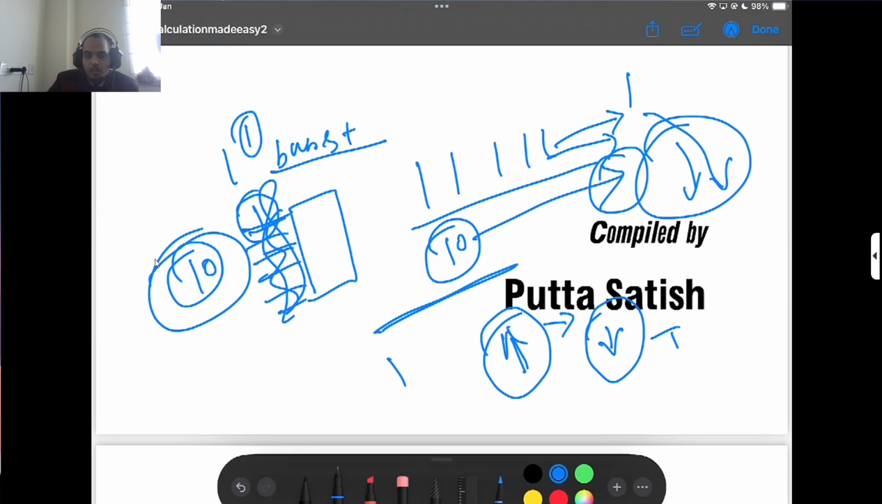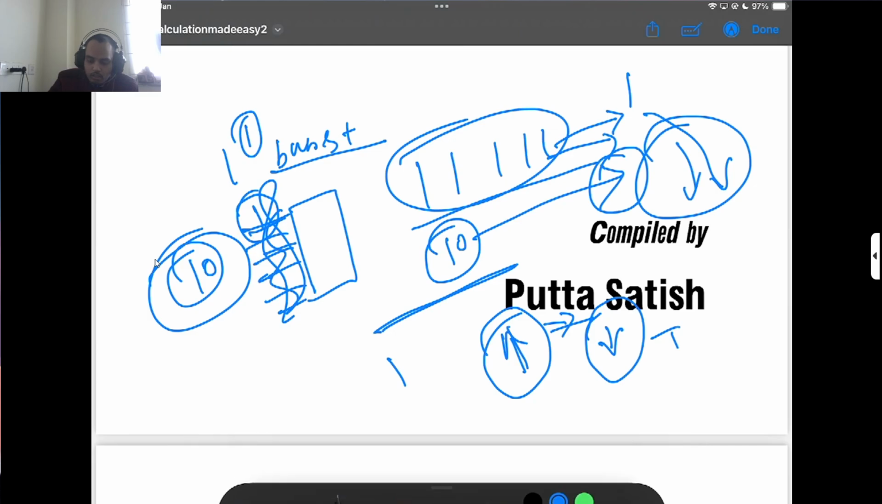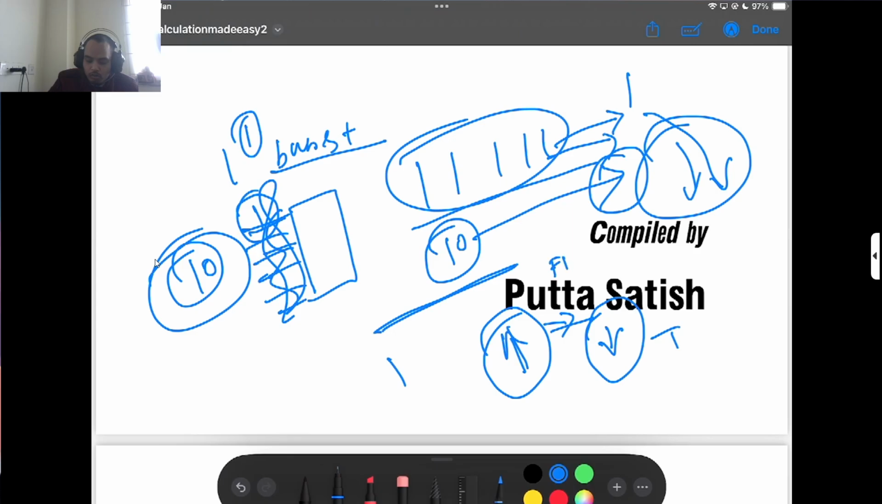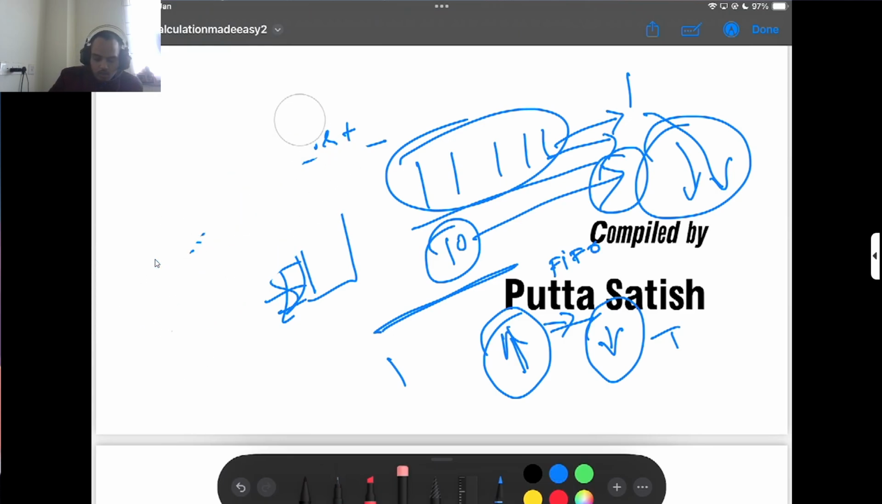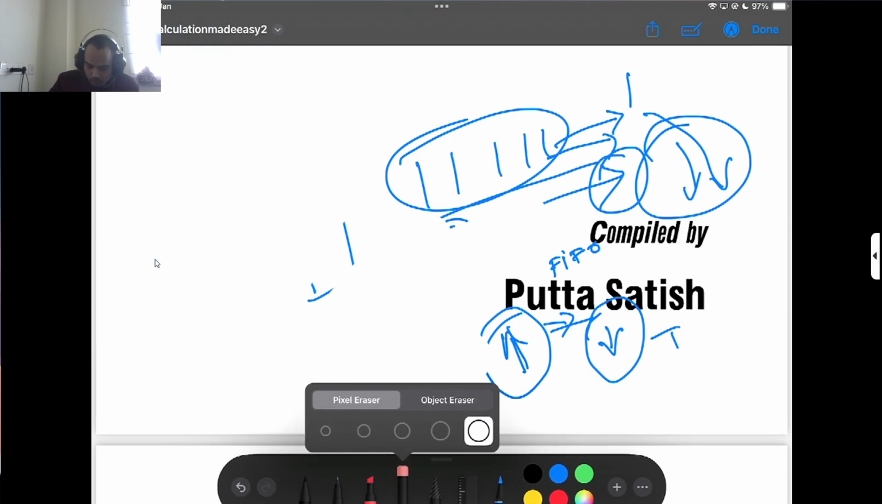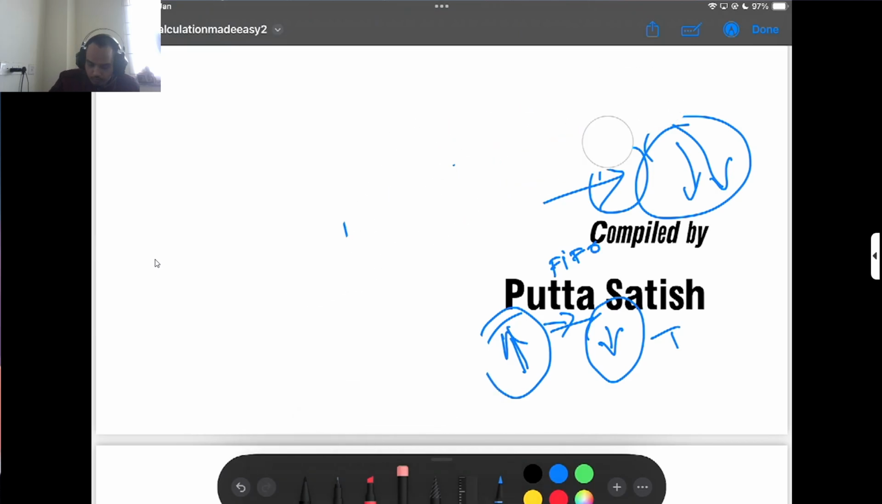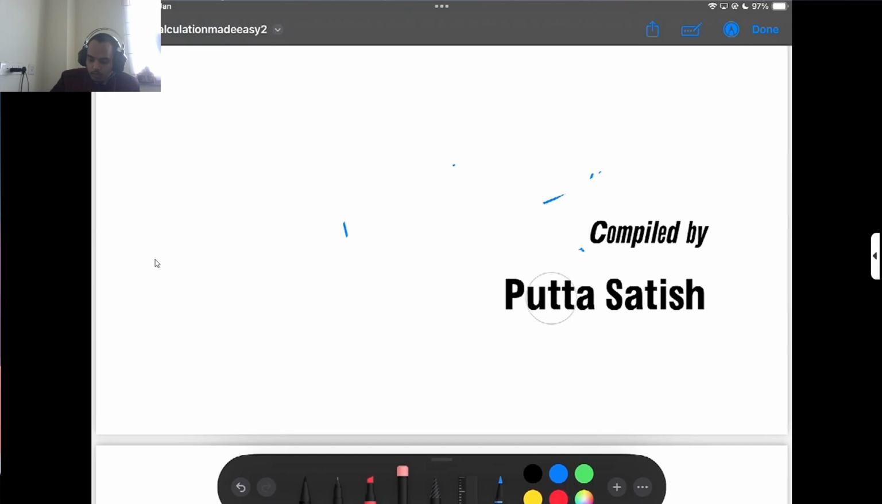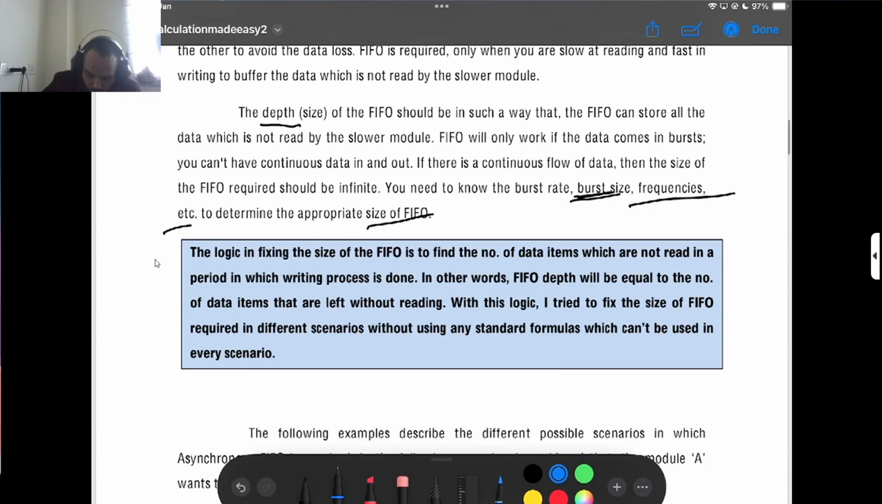The FIFO depth problem is where my data goes in burst mode. Burst mode means 10 packets go in a single time and after that nothing goes. At that time we need a FIFO. Only in burst mode do we need a FIFO.